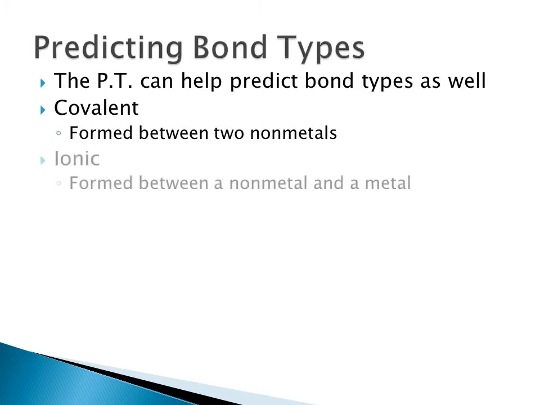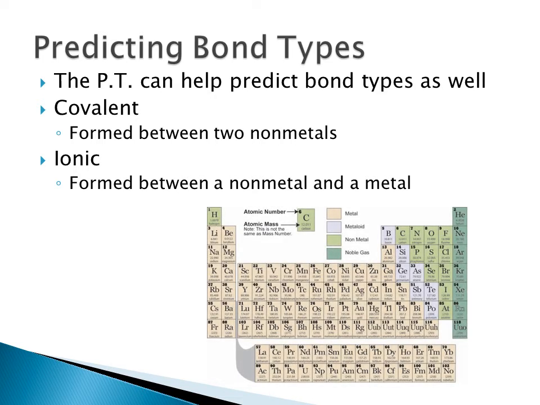The periodic table can also help us predict bond types. Remember, covalent bonds are formed between elements that want to gain electrons, and so they share them, and those would be all the nonmetals. They all want to gain electrons. So covalent bonds are formed between two nonmetals. Ionic bonds are formed between nonmetals and metals, and that's because nonmetals want to gain electrons and metals want to give them away. So just looking at a compound's chemical formula, if everything's a nonmetal, you know it's a covalently bonded molecule. But if you have a metal and a nonmetal, you know that that's an ionic bond.